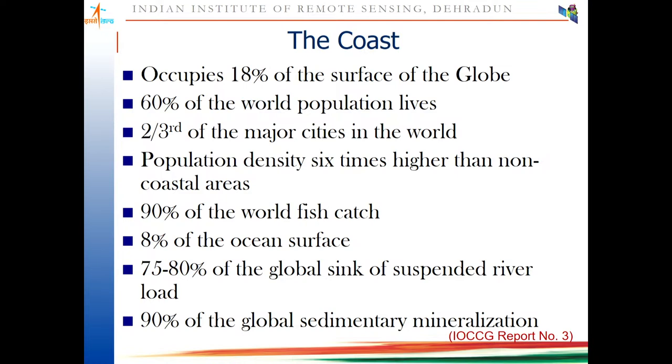And as I told you, part of the land area is under the coast and part of the ocean is also under the coast, and when the ocean is concerned, around 8% of the ocean surface comes under the coastal water.